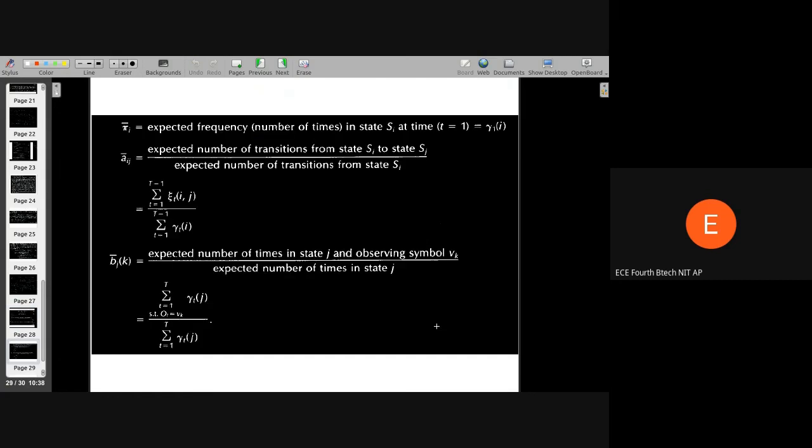So if you get that, first, it's really easy to see why this is the expected number of transitions from state si to sj. This is zeta, which we just discussed, divided by the number of transitions from state si. So this is the definition of aij. What is the probability that I will transition from state i to state j? At time t I am in state i, at time t plus 1 I will be in state j. What is the probability? This is how we will figure it out.